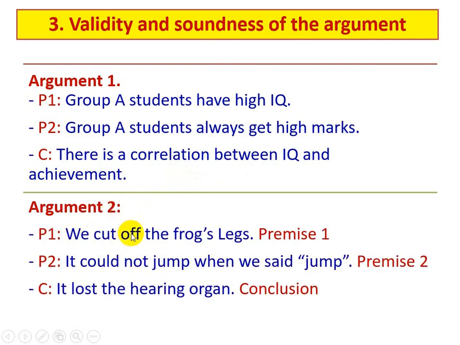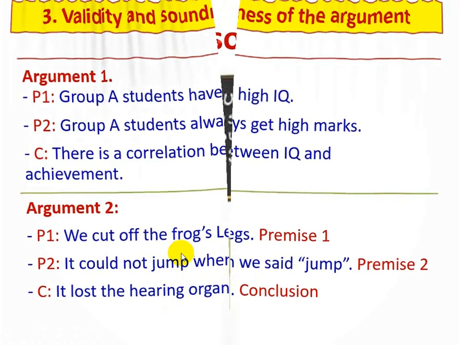When we say we cut off the frog's legs, this is premise 1. It couldn't jump when we said jump. This is premise 2. The conclusion: it lost the hearing organ. This is a conclusion, but it is a false conclusion, because it couldn't jump because it lost its legs, not because it lost the hearing organ. This is very important.